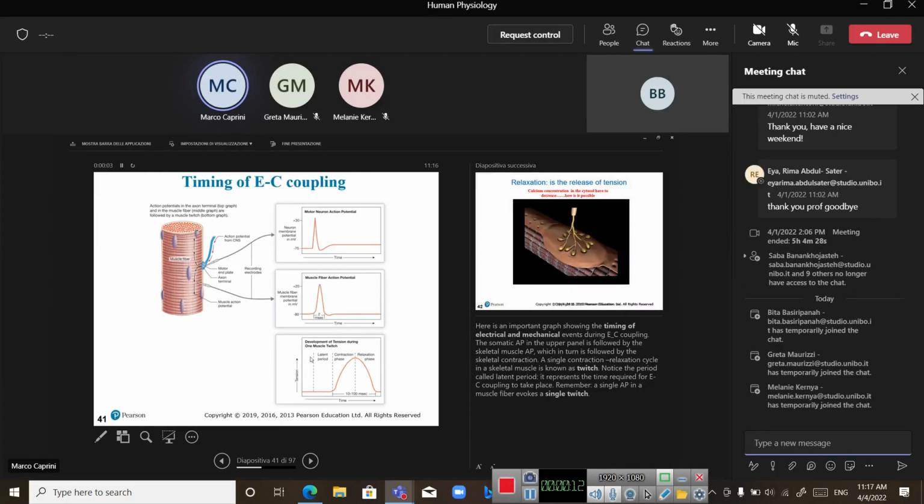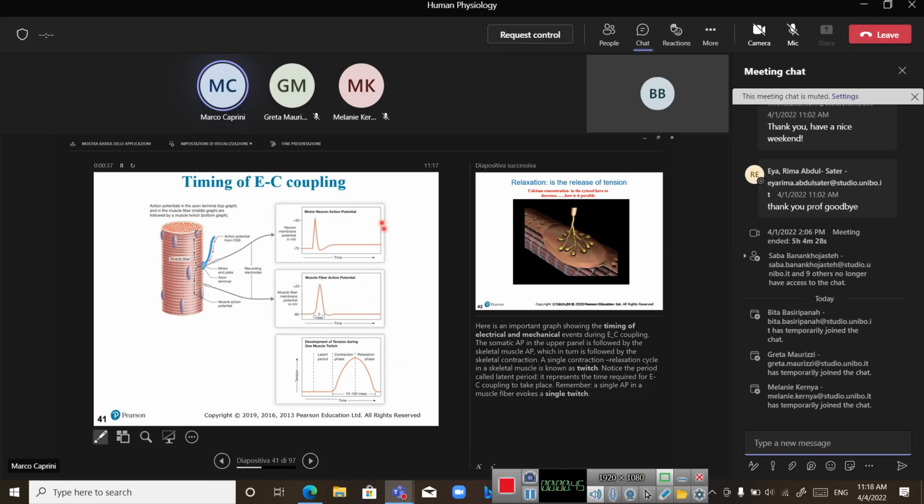So we just start with the... We have to start to describe the muscles, the different types of skeletal muscles. But just to recap a little bit the last point of last week, we finished on Friday, I think, to analyze this important graph here.